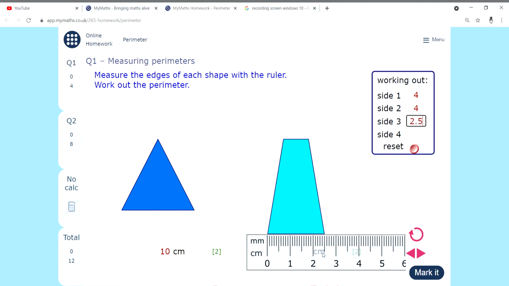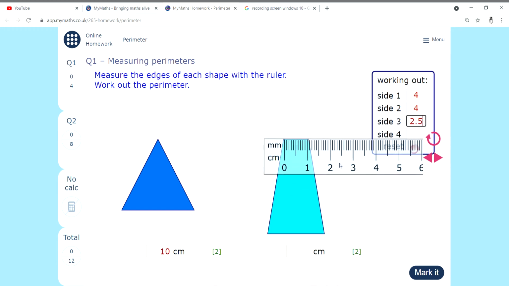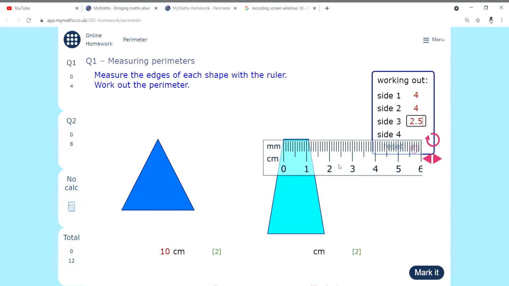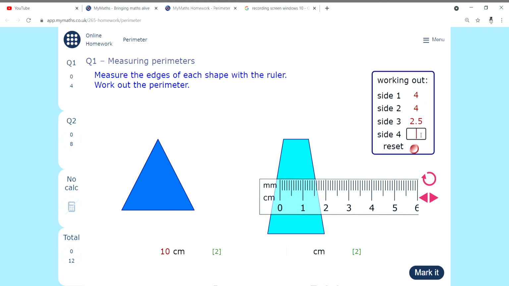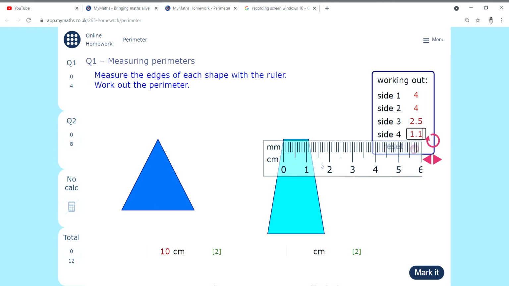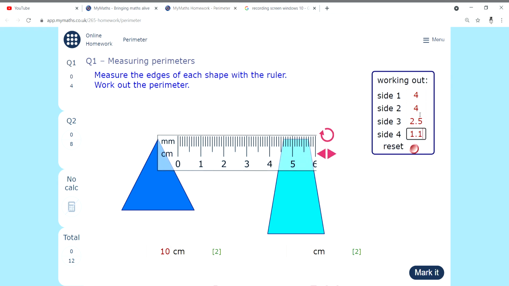And then the top one, which is flat as well, so I don't have to do anything this time, looks about 1.1, so I'm going 1.1 there. Just double check that one. Starting point goes to there's 1, there's 1.1. Add them up for 8, 10, 11.6. Now let's see if this has been okay. Mark it. Yep, they look alright, so 4 out of 4 for that particular question.